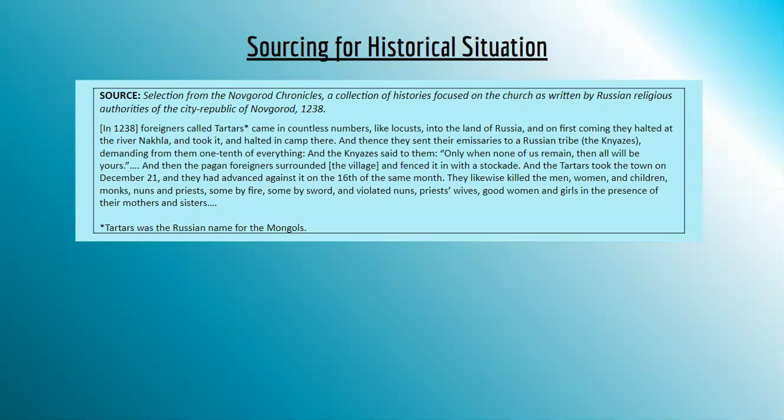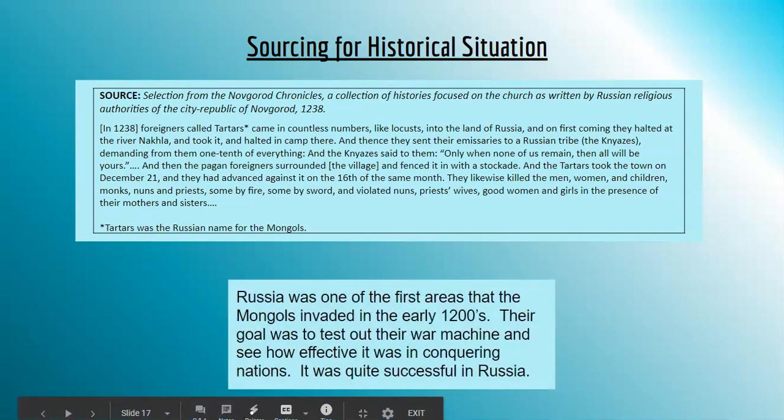So historical situation for this specific document may look something like this. Russia was one of the first areas that the Mongols invaded in the early 1200s. Their goal was to test out their war machine and see how effective it was in conquering nations, and it was quite successful in Russia. So basically, I've given some background information to explain what was going on when this document was written, to help explain what was going on in the document, right? The historical situation. That's all you need to do. What's going on during the time period that's explaining what the author wrote.